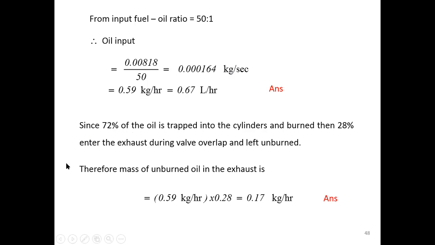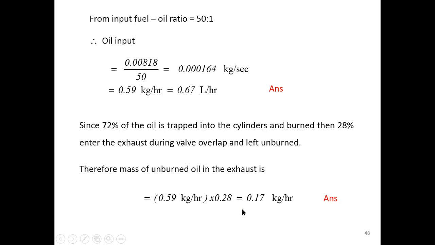28% enter the exhaust during the valve overlap period and are left unburned, right? So this is the total amount of the oil input, but only 70% of this oil is trapped and burned. Another 28% flows out with the exhaust because it comes in at the same time that the intake and the exhaust open. So the mass of the unburned oil in the exhaust will be 0.95, this amount, times 0.28, right?